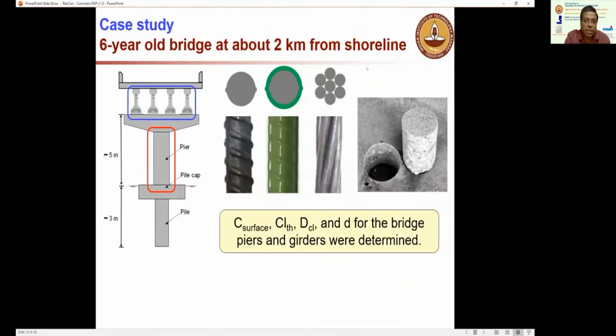Now this is a case study where I'm going to show how we can adapt the resilient or remedial measures to enhance the resilience. We took a typical structural element on the coast, just 2 kilometers from the shoreline in a major city in India. You can see the different types of rebars, because this structure had all 3. We also took concrete cores from the structure to determine the diffusion coefficient of the concrete actually used, not from specimens made in the laboratory. So this is more realistic.